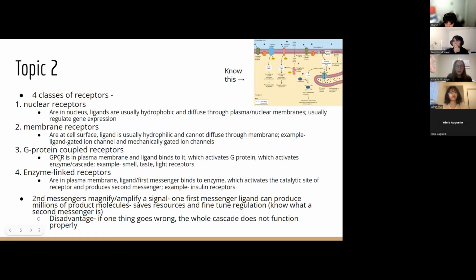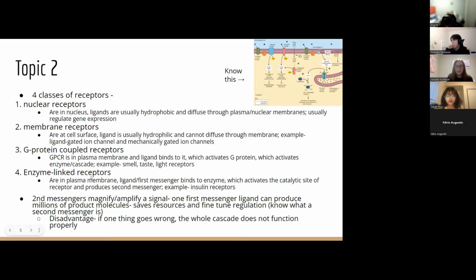G protein coupled receptors are usually on the plasma membrane, and a ligand binds to it, which will activate G protein, which then activates an enzyme or like a cascade. And some examples of GPCRs are smell, taste, and light receptors.